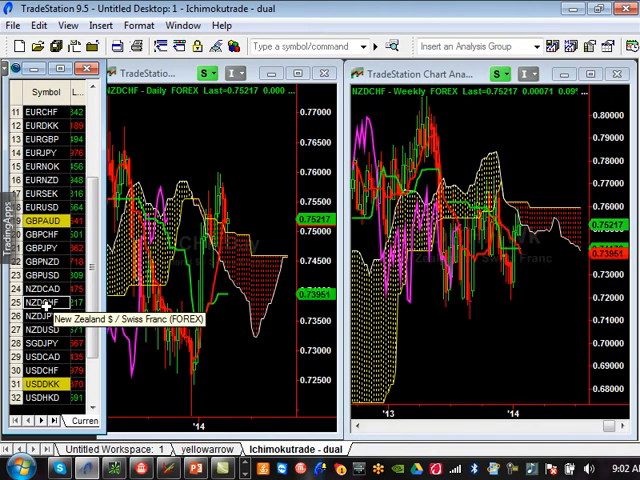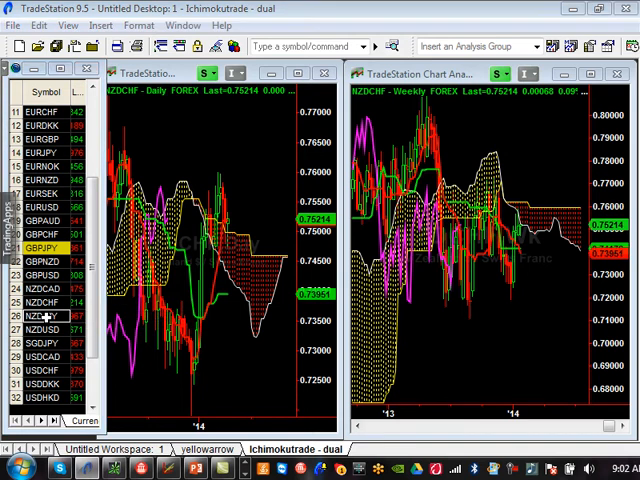If it doesn't hold that, then this thing has the possibility of reversing and entering a consolidation pattern. New Zealand Swissy, nothing exciting going on here at all. Support is going to be about 7,200. Resistance is going to be about 76.50.